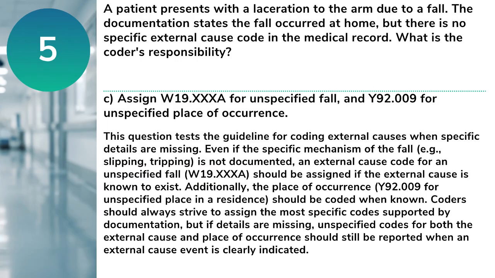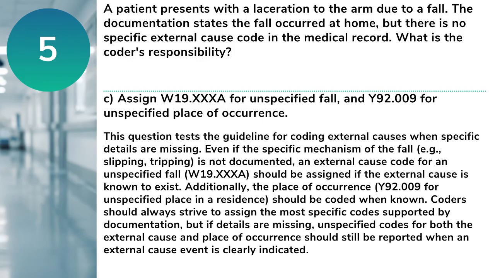Answer, C. Assign W19.XXXA for unspecified fall, and Y92.009 for unspecified place of occurrence. This question tests the guideline for coding external causes when specific details are missing. Even if the specific mechanism of the fall, e.g., slipping, tripping, is not documented, an external cause code for an unspecified fall, W19.XXXA, should be assigned if the external cause is known to exist.